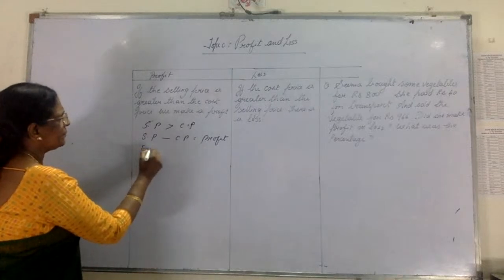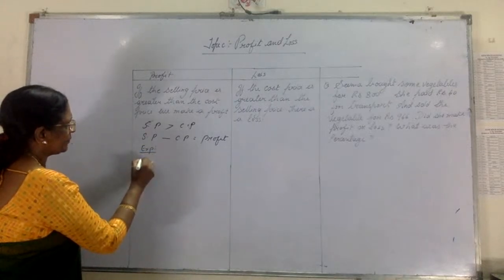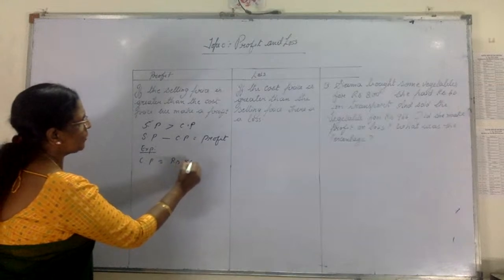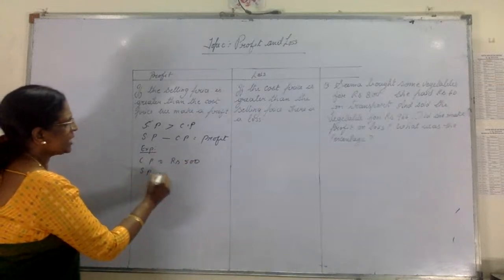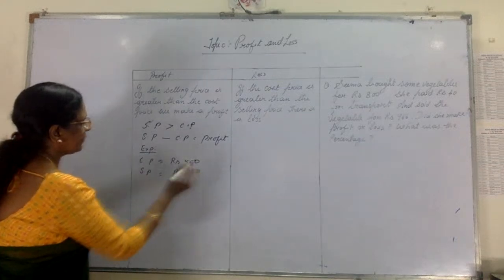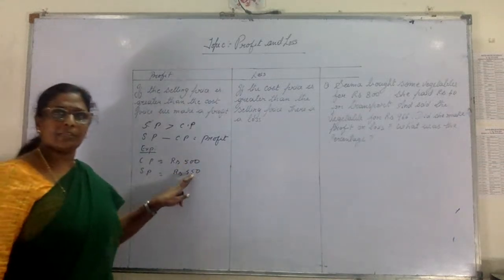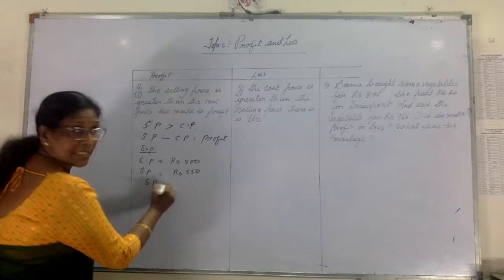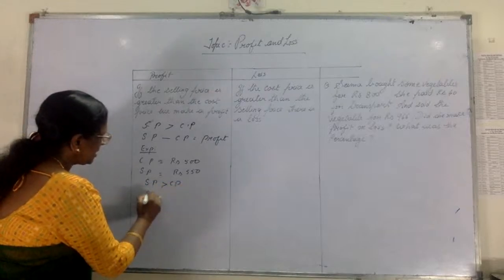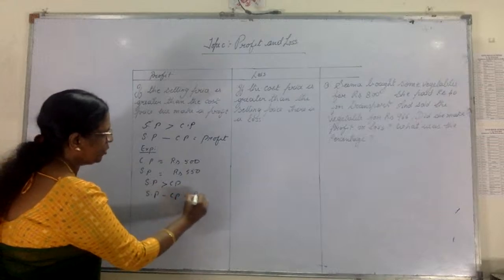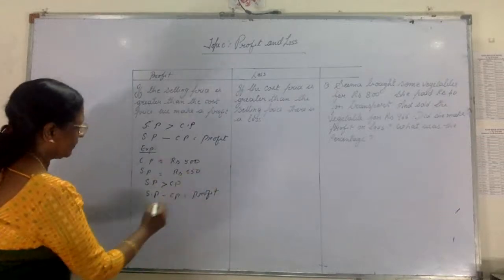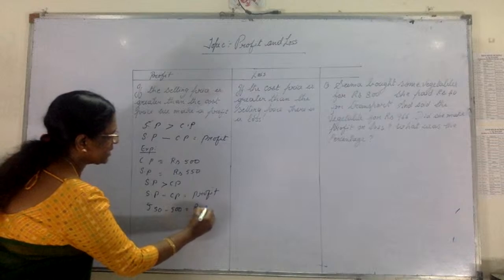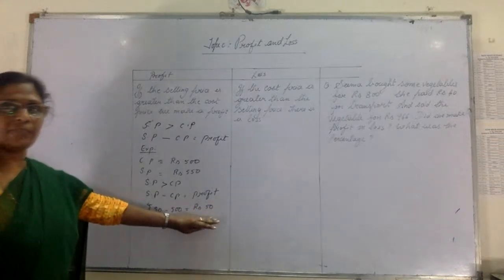For example, if the cost price is rupees 500 and the selling price is rupees 550. Here we see the selling price is 550 and the cost price is 500. So, selling price is greater than cost price. That is, selling price minus cost price is equal to profit. That is, 550 rupees minus 500 is equal to rupees 50. Here he has earned rupees 50 as profit.